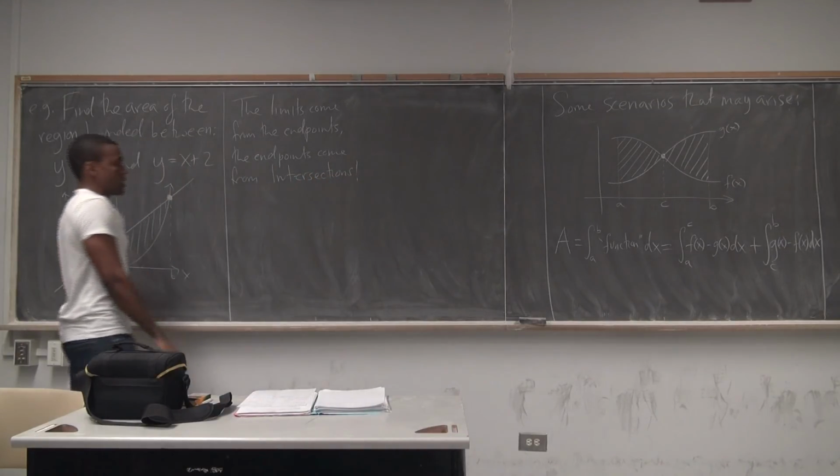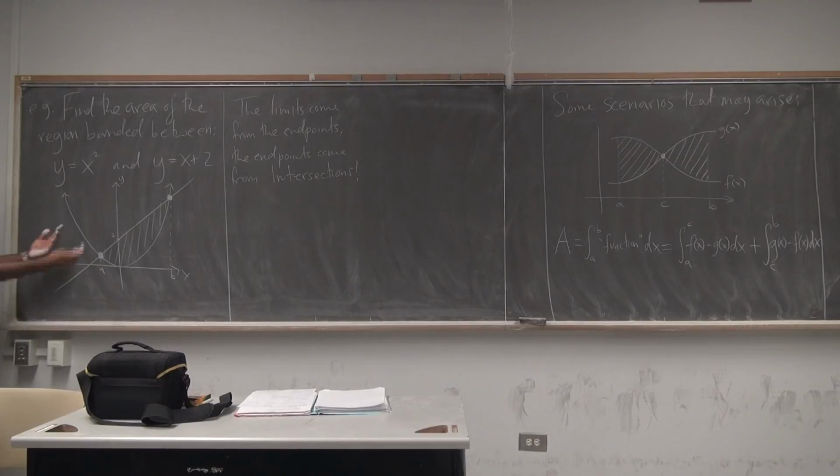How do you find the intersections? Set them equal to each other. Technically, you substitute one into the other, but you can think of it as setting them equal to each other, right? So I take y equals x squared, so I'm going to take x squared and plug it into the y over here.